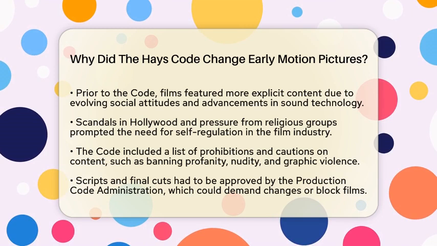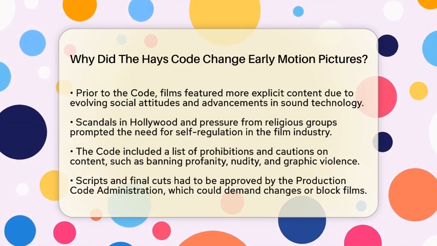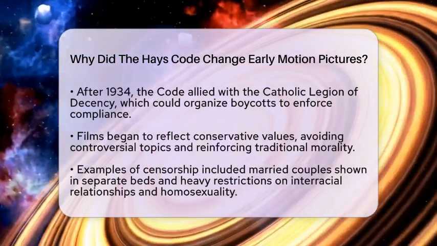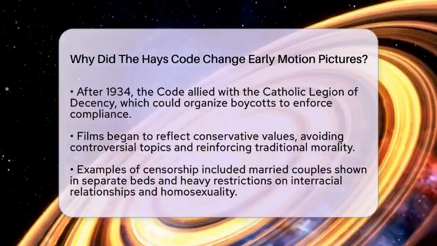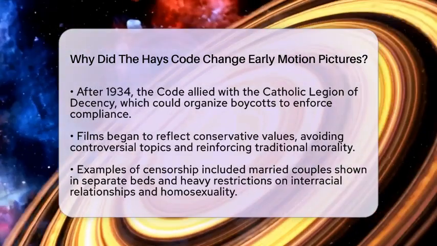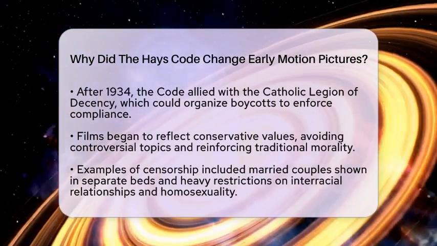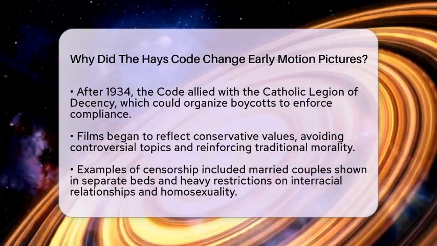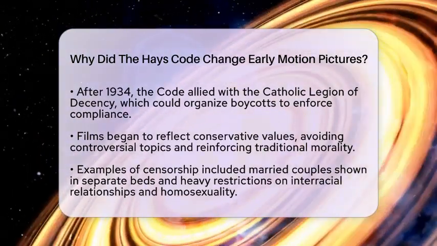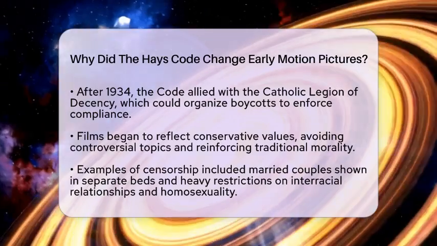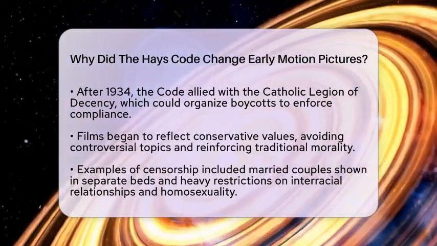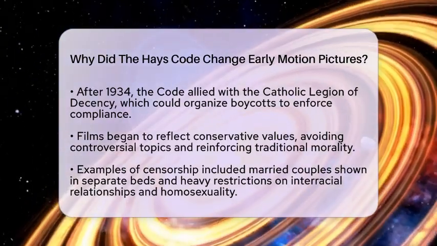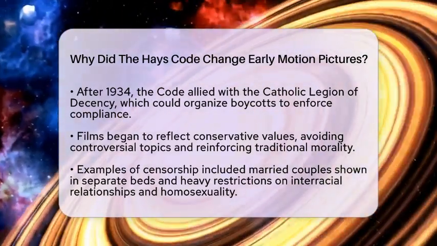Things got even stricter after 1930 when the code allied with the Catholic Legion of Decency. This group could organize boycotts, which effectively pressured studios to comply with the code. As a result, films began to reflect conservative values, often avoiding controversial social issues and reinforcing traditional morality. For instance, married couples were shown sleeping in separate beds, and topics like interracial relationships and homosexuality were heavily censored.